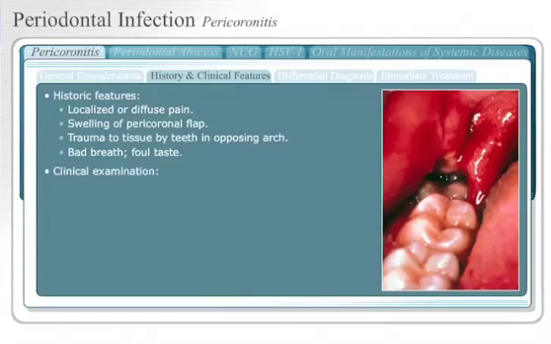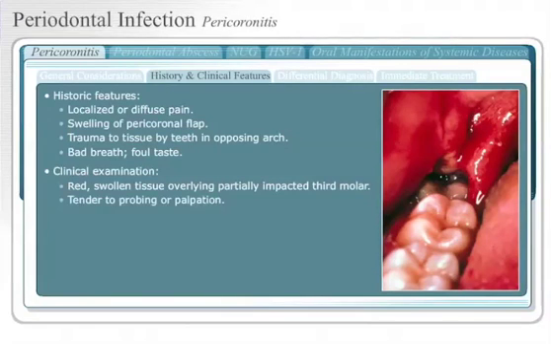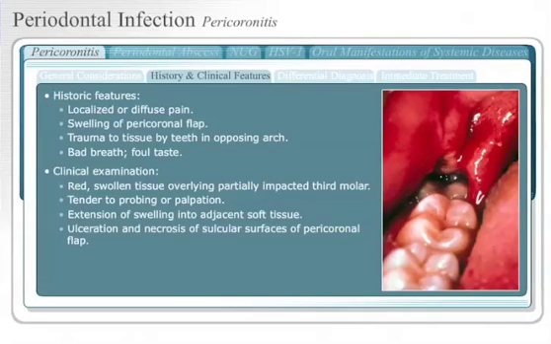On clinical examination, there is usually red, swollen tissue overlying the partially impacted third molar. This area is tender to probing or palpation, and swelling may extend to adjacent soft tissues. The flap may also show ulceration or necrosis, and in some cases, mandibular opening is restricted. Lymphadenopathy with low-grade fever may also be present.